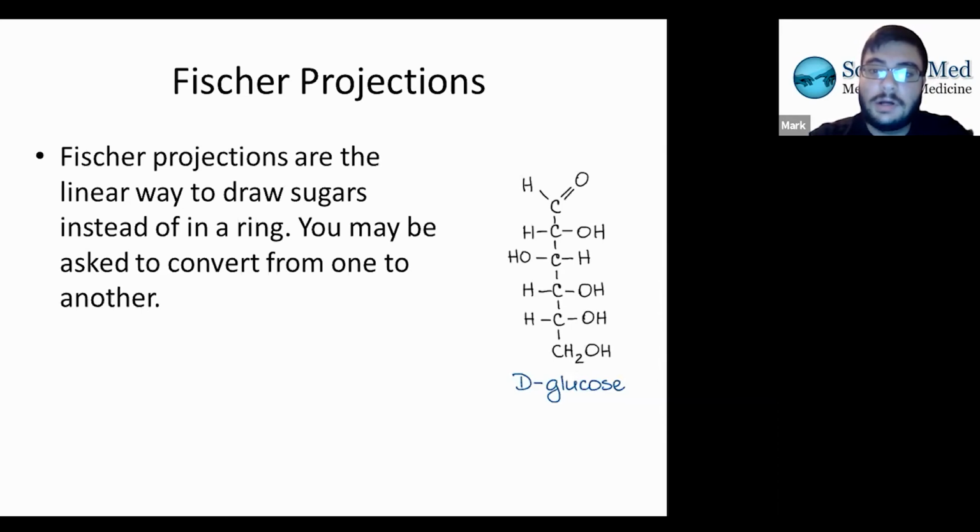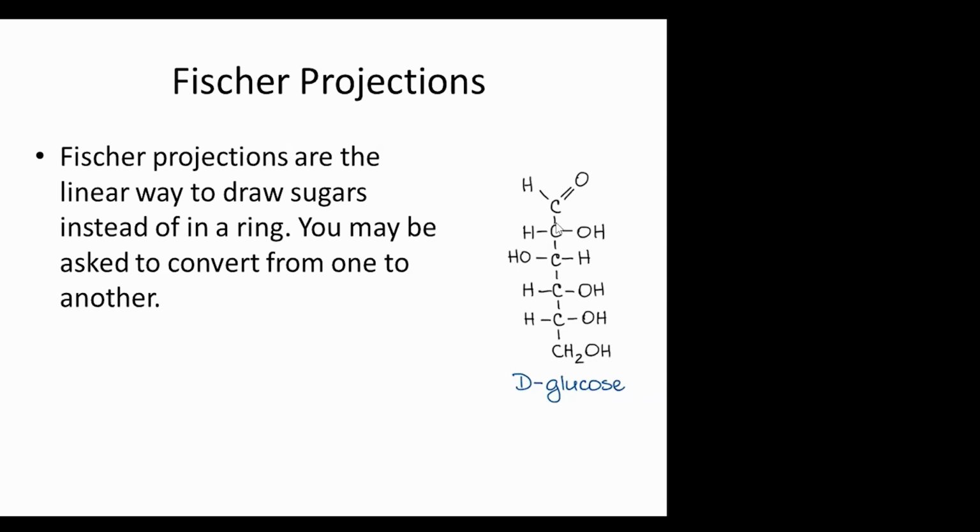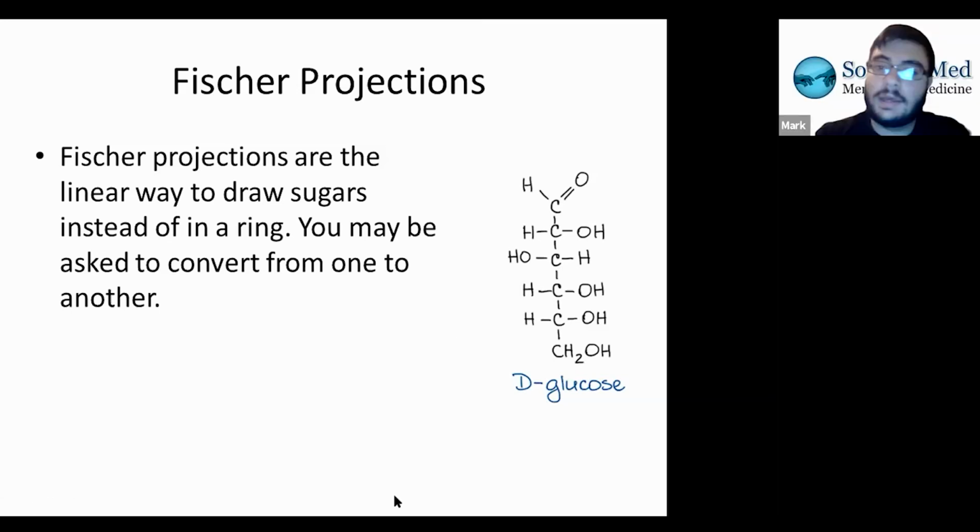So next, we want to talk about Fischer projections. Fischer projections are the linear way to draw sugars instead of in a ring. You may be asked to convert from one form to another, and they're drawn like this, where it's the C this way, and then it has this double bond O, this OH. It can be converted into a ring by using this O, forming a ring structure. And you actually may be asked to convert from one way or another. And the way you know which molecule this is is based on the OH. Instead of up and down, it's left and right. So you can see here, it goes left, right, right, right.